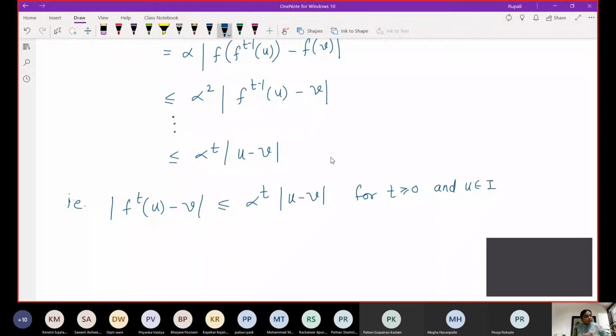So what does this say? What is my alpha? Alpha is strictly less than 1. Since alpha is strictly less than 1, what will I get? Limit t tends to infinity, alpha raised to t should be what?